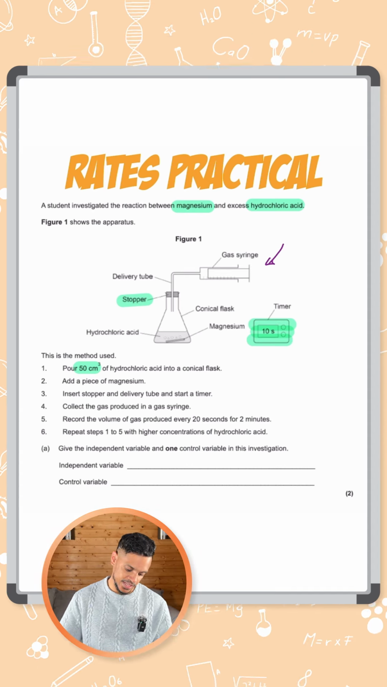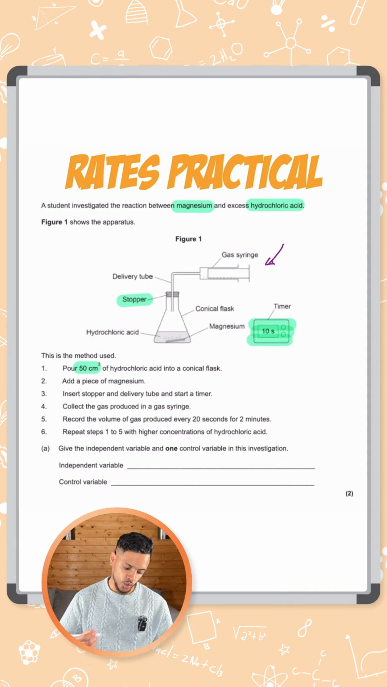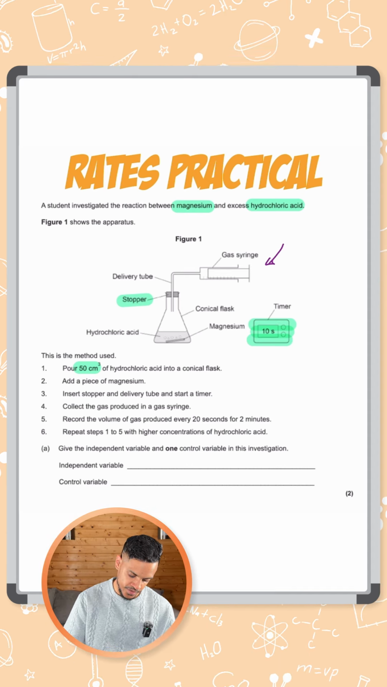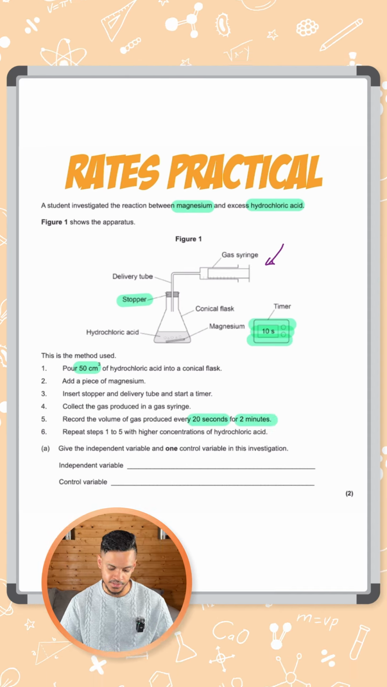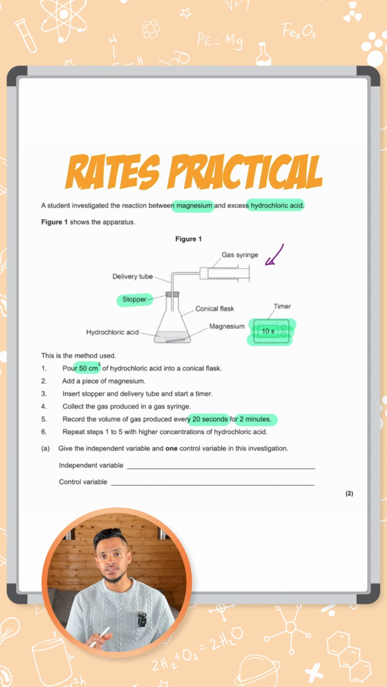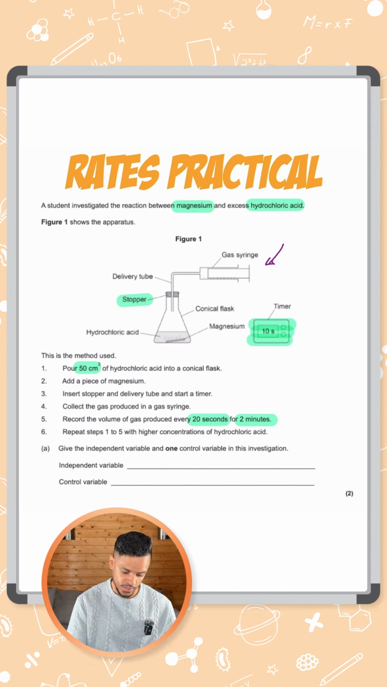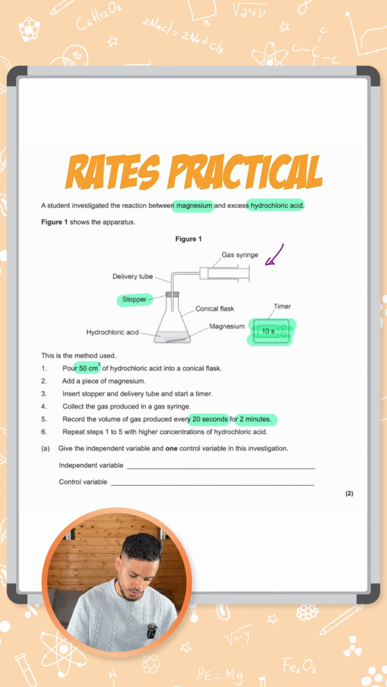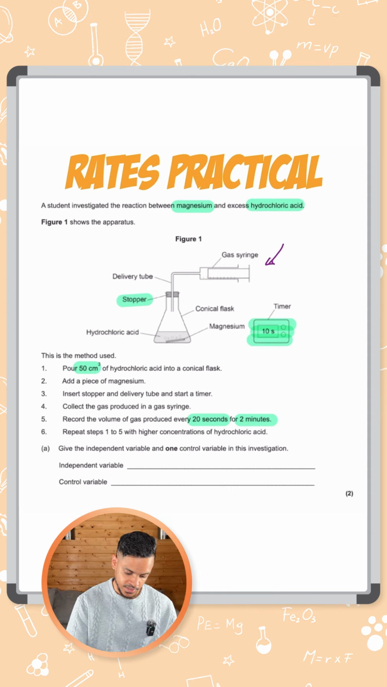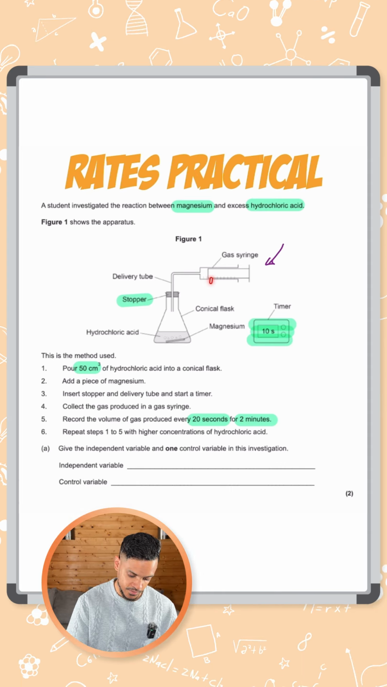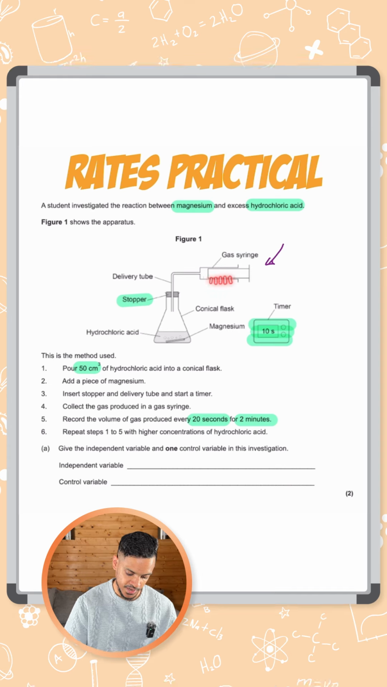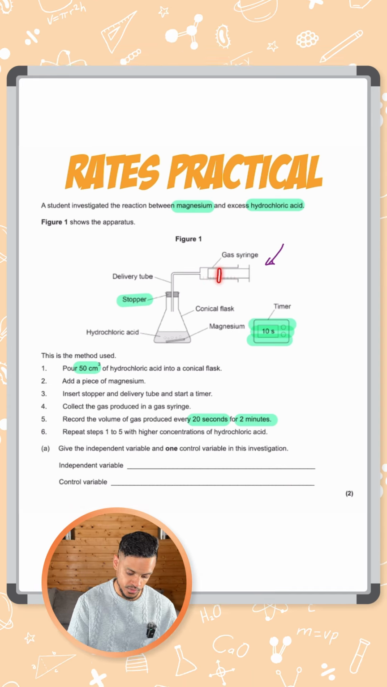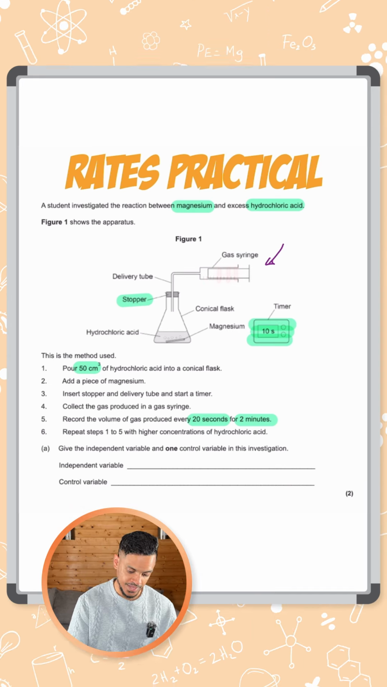Then it says collect the gas produced in the gas syringe and record the volume of gas produced every 20 seconds for 20 minutes. So you let your timer go, and when it reaches 20 seconds, you look at your gas syringe and you note down the volume that it's at. This gas syringe will keep increasing, and every 20 seconds, you're going to note down what volume it is at.